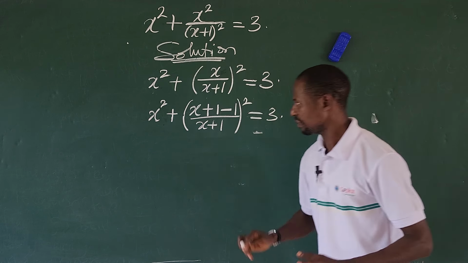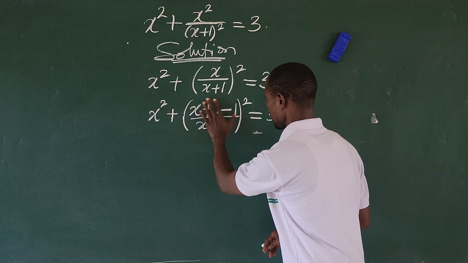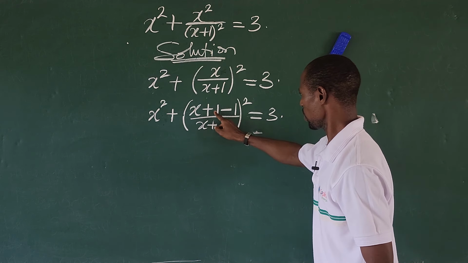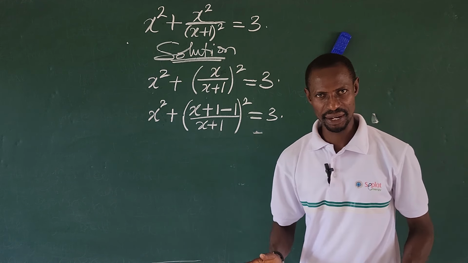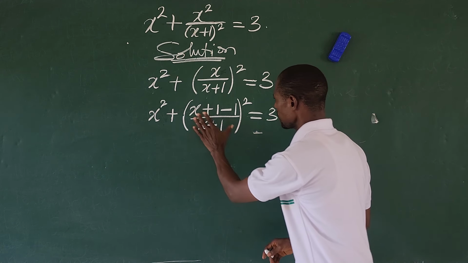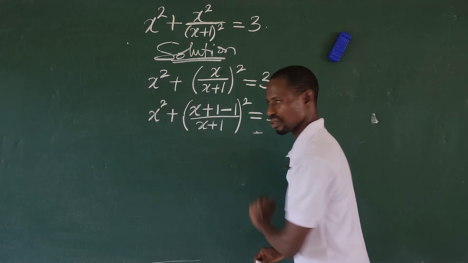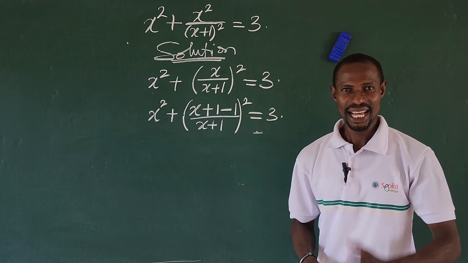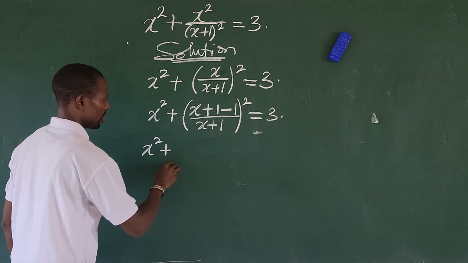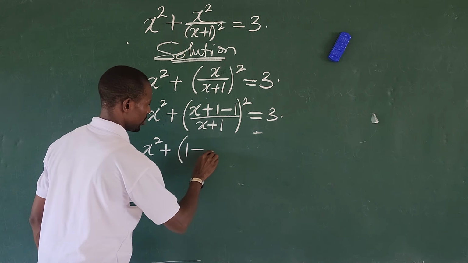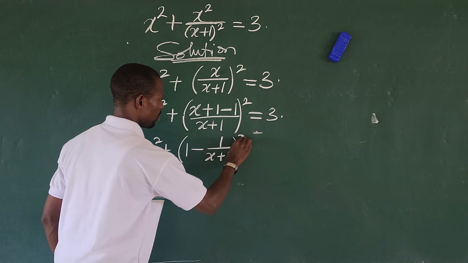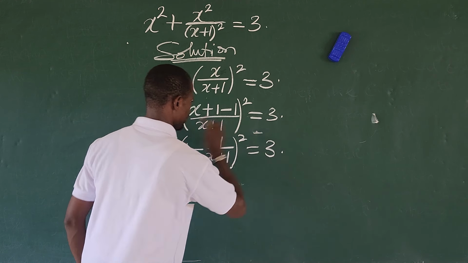All right. Now, if you look at this expression here, from what I said earlier, by putting plus 0 here, plus 1 minus 1 will give us 0. So this has not really changed anything, right? Now, with what we have inside here, we can rewrite this expression to give us another format. So let's go ahead and rewrite this. So this is going to give us x to the power of 2 plus bracket 1 minus 1 all over x plus 1 all to the power of 2. This is equal to 3.